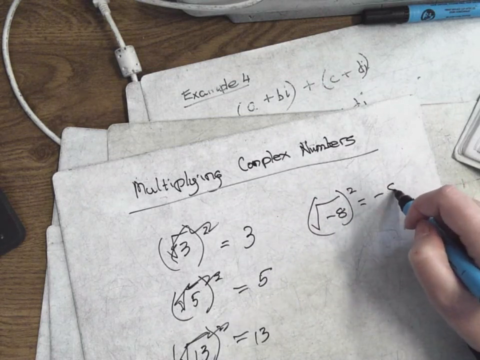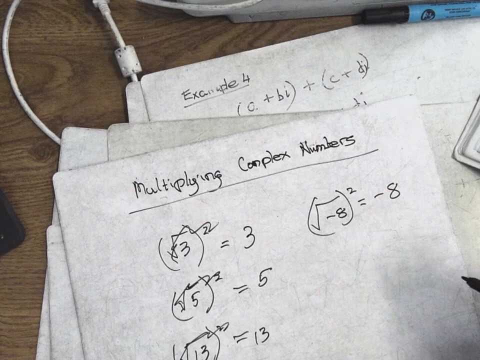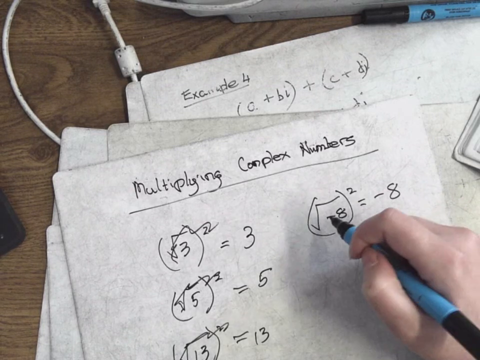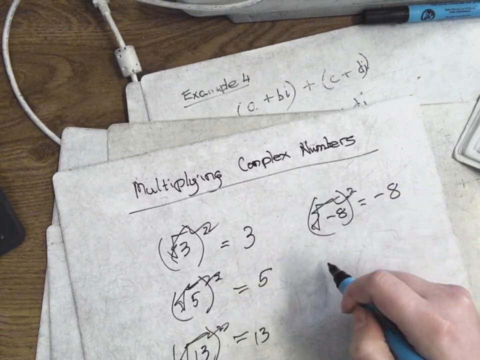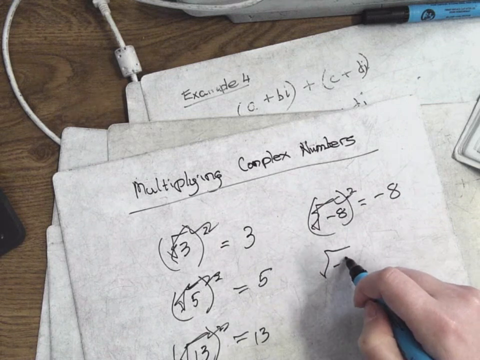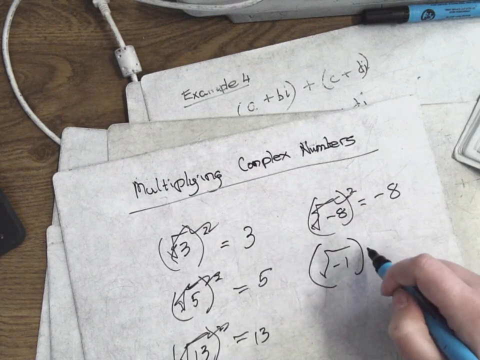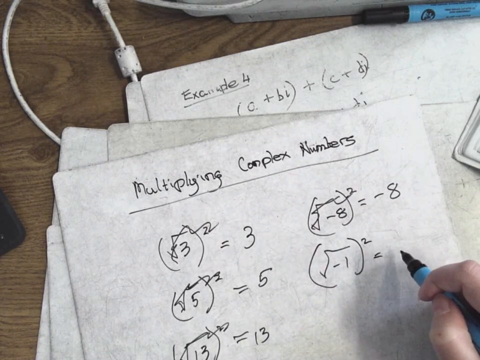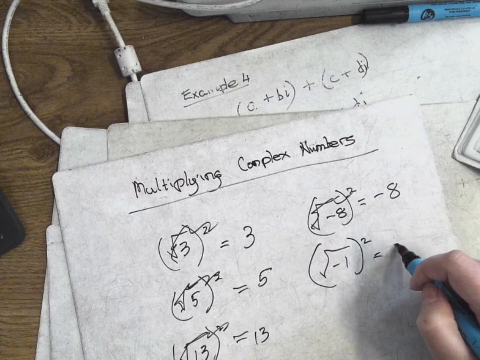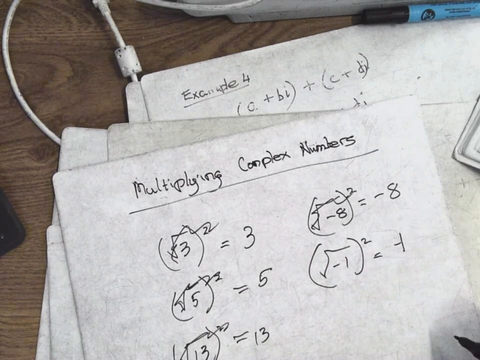It'd be minus 8, wouldn't it? Just be minus 8. Is that alright? Because square root and square are the opposite of each other. What about the square root of minus 1 to be squared? What's the answer? Minus 1, isn't it? Right. But the square root of minus 1, what is the square?